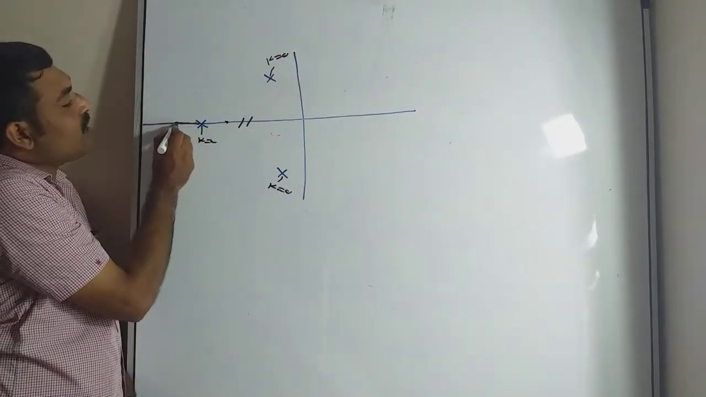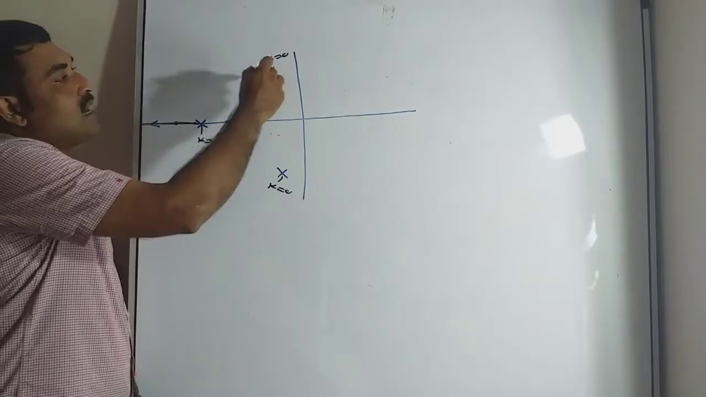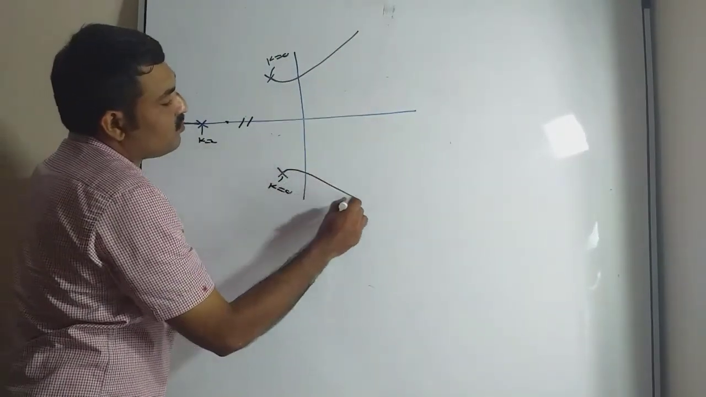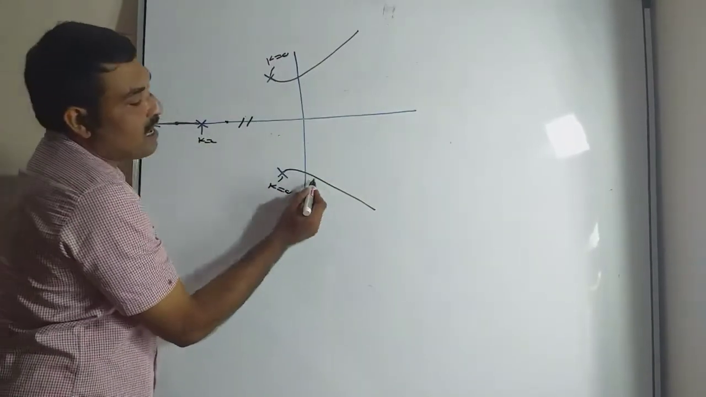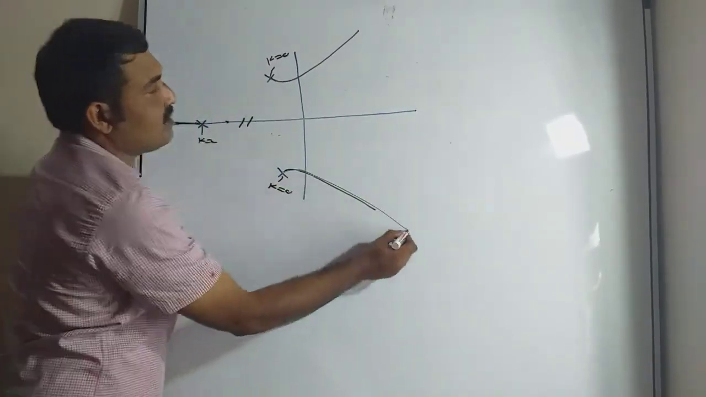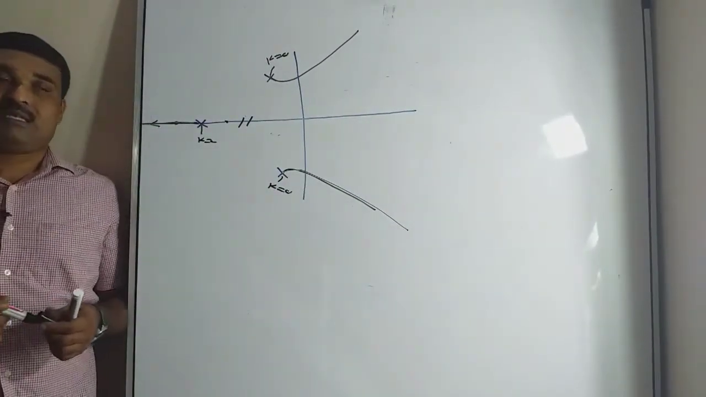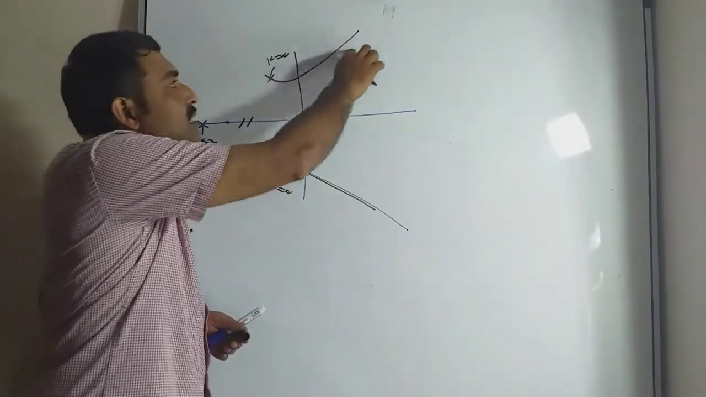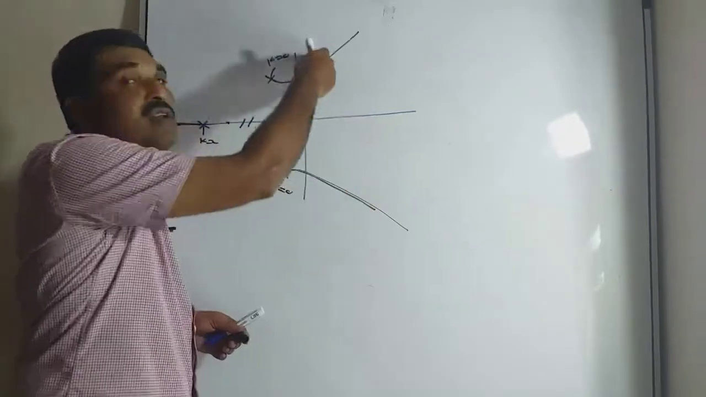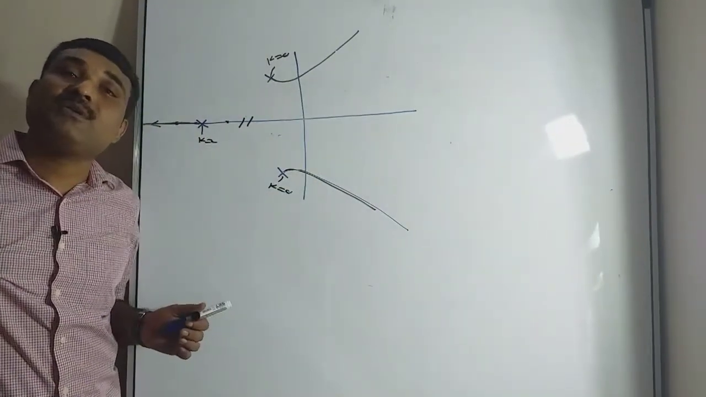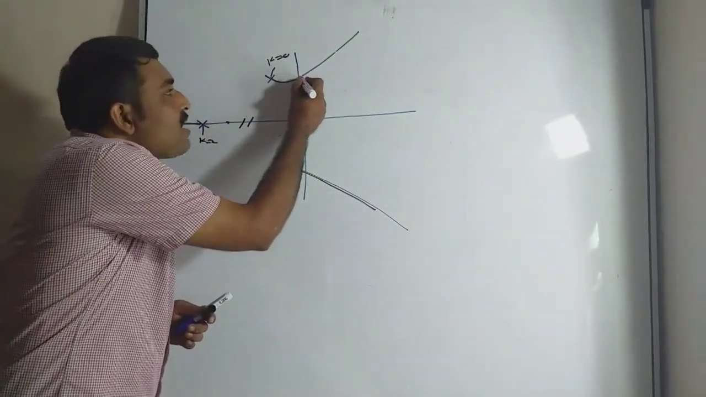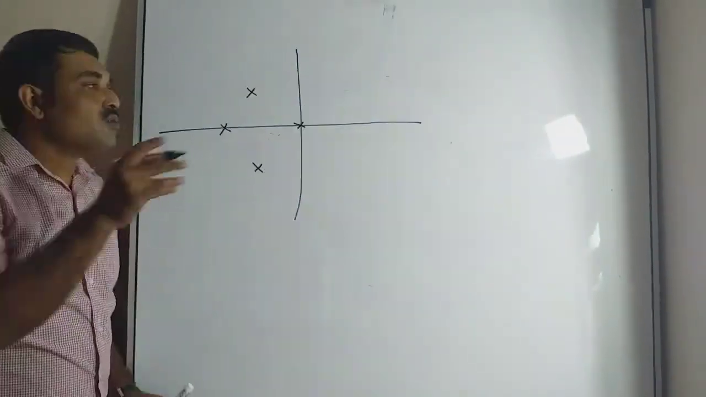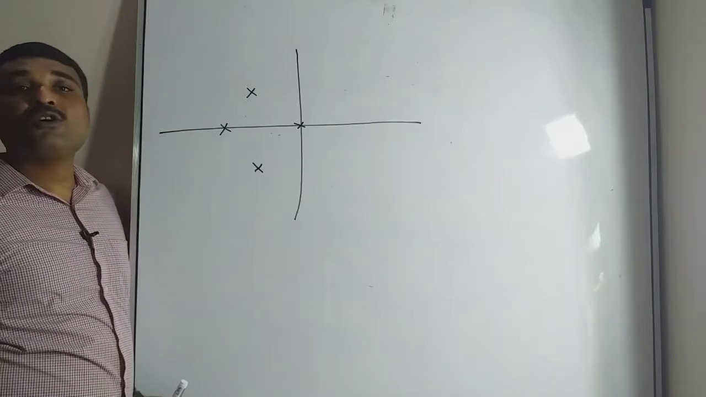One branch will move along this real axis and the other branches will move like this. This is making an angle of 60 degrees and this is making an angle of 300 degrees. So this is the shape of the root locus. For some particular value of k, the root locus crosses the imaginary axis and the closed loop poles reach the right half of the s-plane and the system becomes unstable. And this is the value of gain k for sustained oscillation.